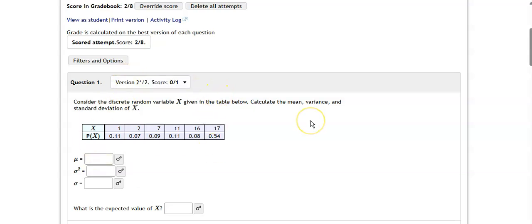All right, so let's do number one because it should encompass all the rest of them. Some of them ask for the mean, some ask for the variance, some ask for the standard deviation, and some ask for the expected value. This will encompass every single one of those possibilities. So I have taken this table and put it into Word. We're going to begin by calculating the mean, the mu here.